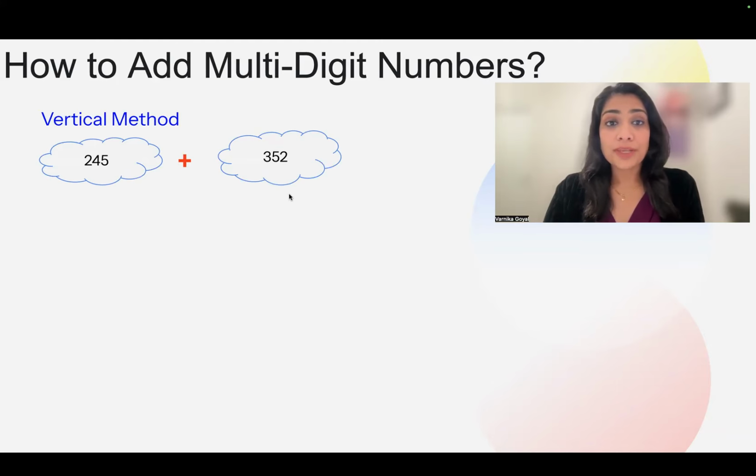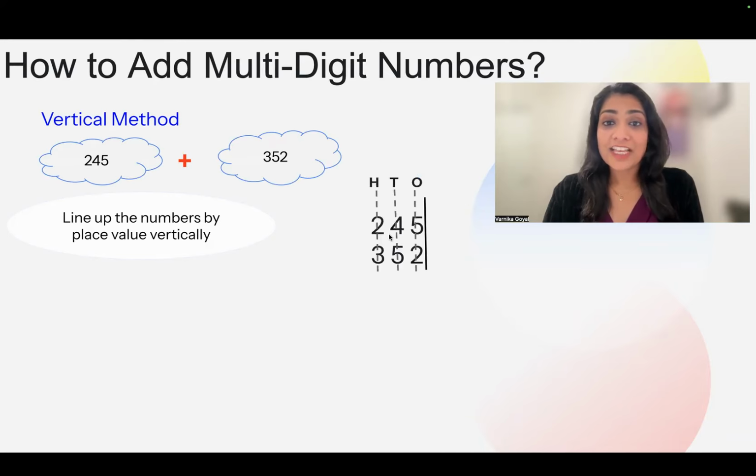The first step would be to line up the numbers by their place value vertically. What does that mean? You place them such that the ones are in the first column, tens are in the second column, and the hundreds are in the third column. And then you add them together. The numbers that are being added are called addends.